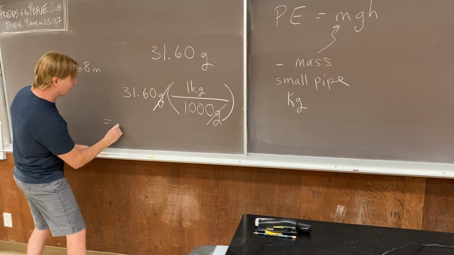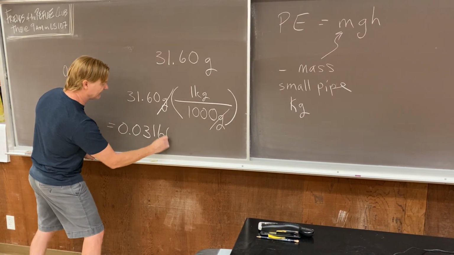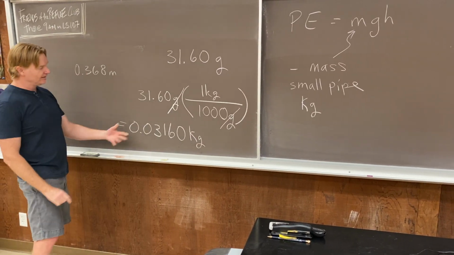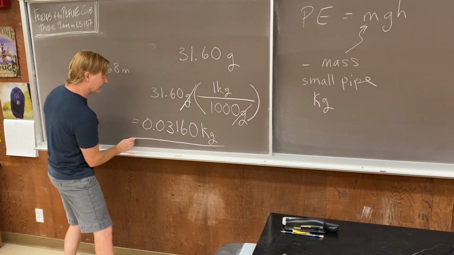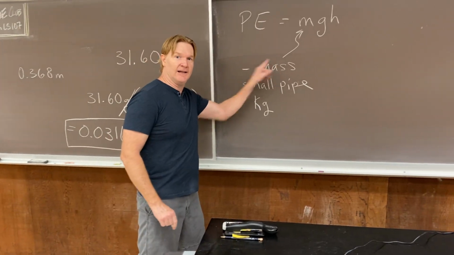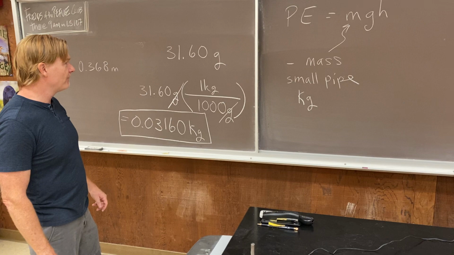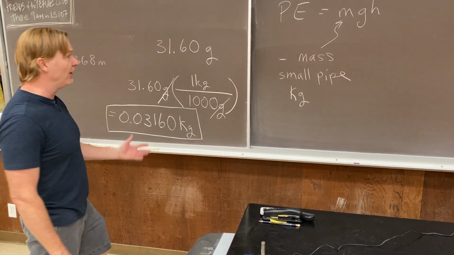So what this is going to equal is 0.03160 kilograms. That's kind of the beauty of the metric system, right? So that is going to be the number that we use in both the potential and kinetic energy formulas, okay? All right, so now we've figured that out. We've got the mass figured out.